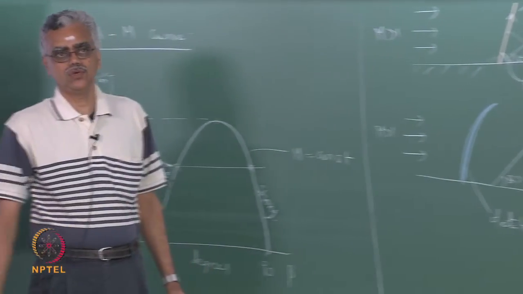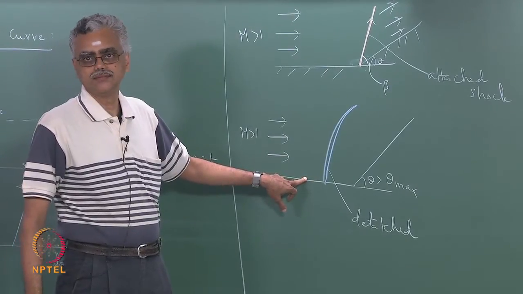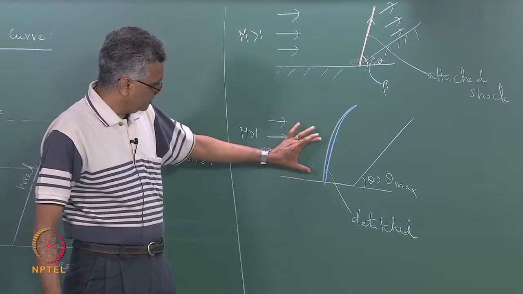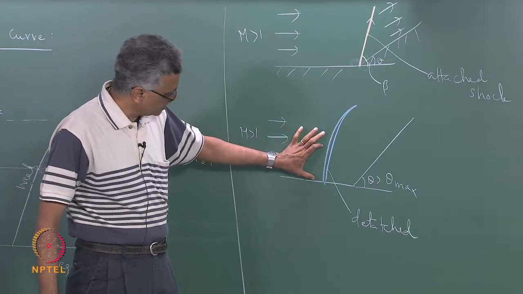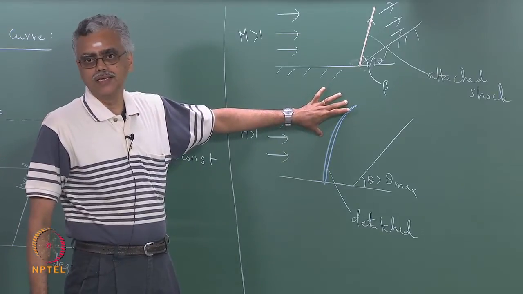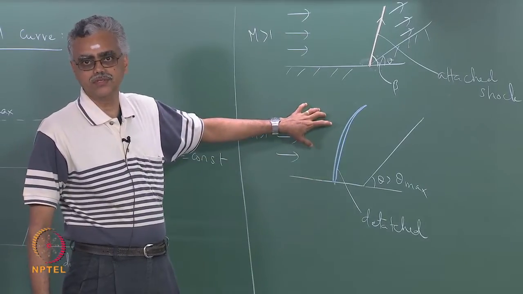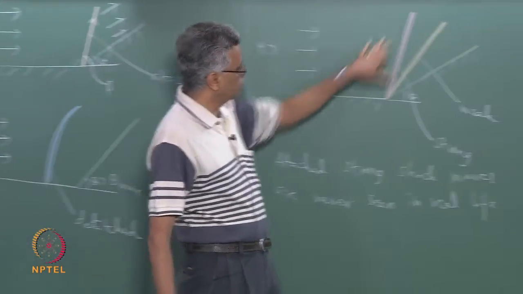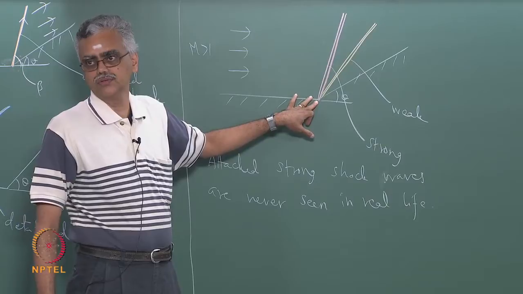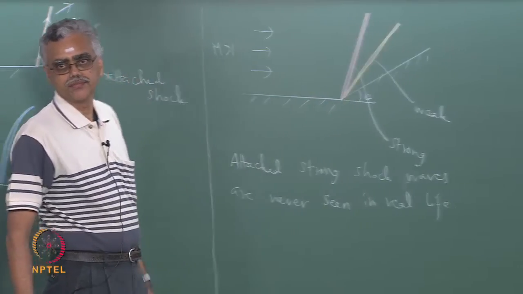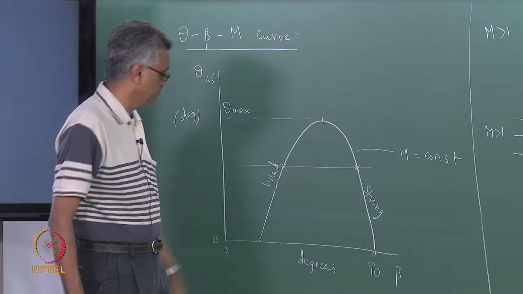I said attached strong shock solutions, but when a shock wave detaches itself like this, right, then part of the shock wave, we will discuss the structure of this shock wave later on, part of the shock wave is actually strong and part of the shock wave is actually weak. So detached shock waves can have strong shock in some part and weak shock in other parts, but an attached shock solution like this is never seen in real life. You always get only the weak oblique shock, attached weak oblique shock. Okay, that is the second point that is important about this curve.